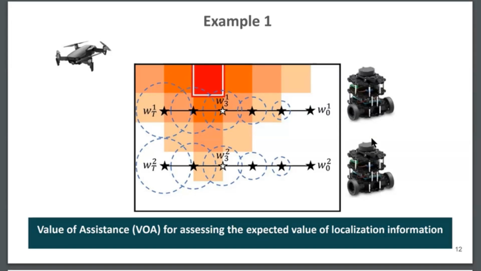Which agent should I assist? Agent 1 or agent 2? Agent 1. Why? Because the obstacle is closer. So agent 1, because the obstacle is closer and there is greater risk of collision, because there is uncertainty. But we care not about the risk of collision, but about the difference provided by the localization.